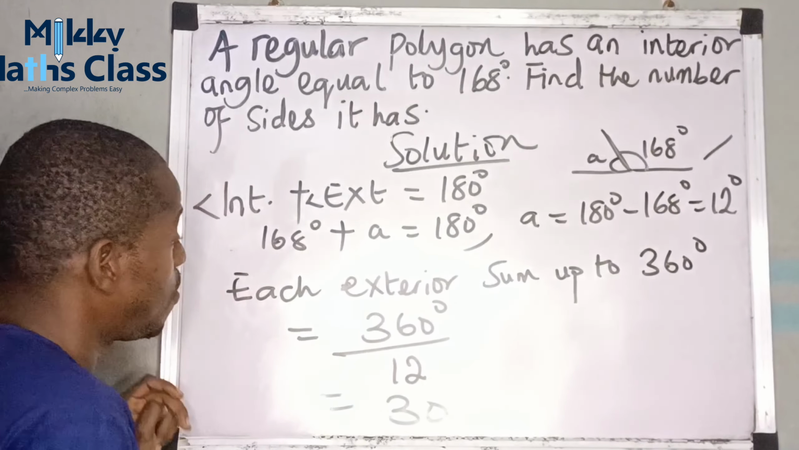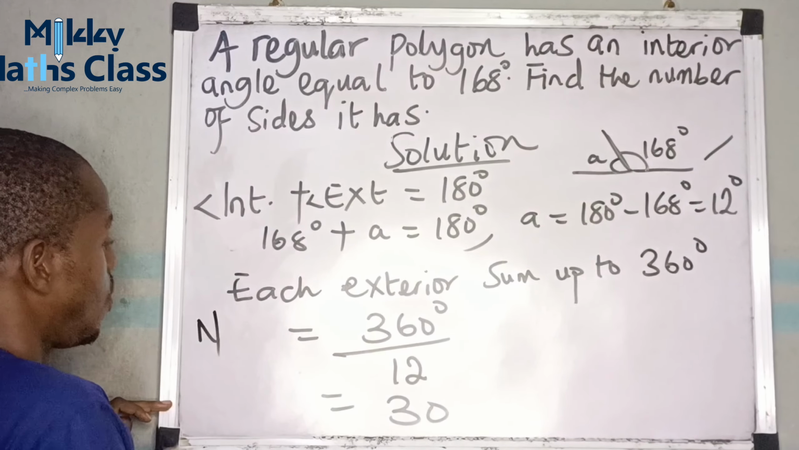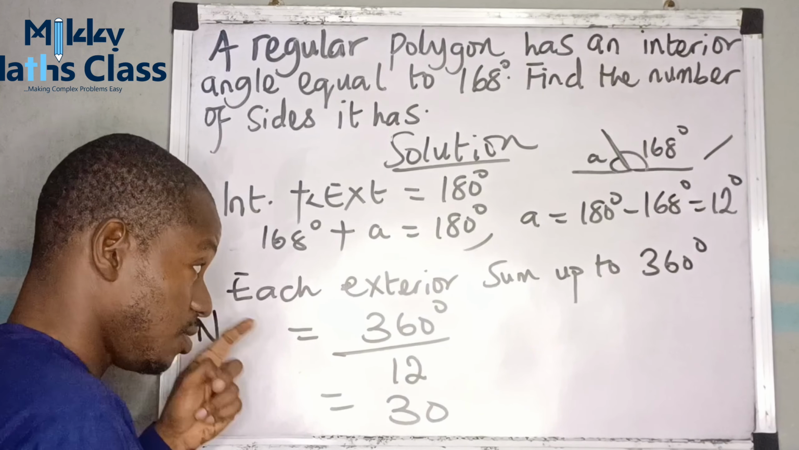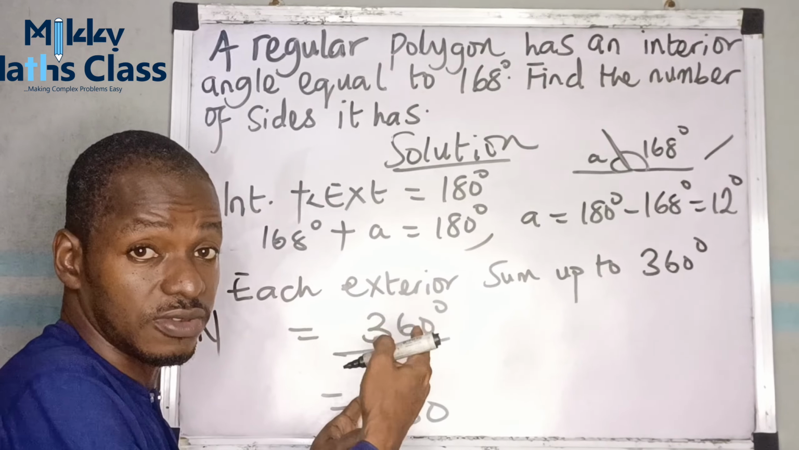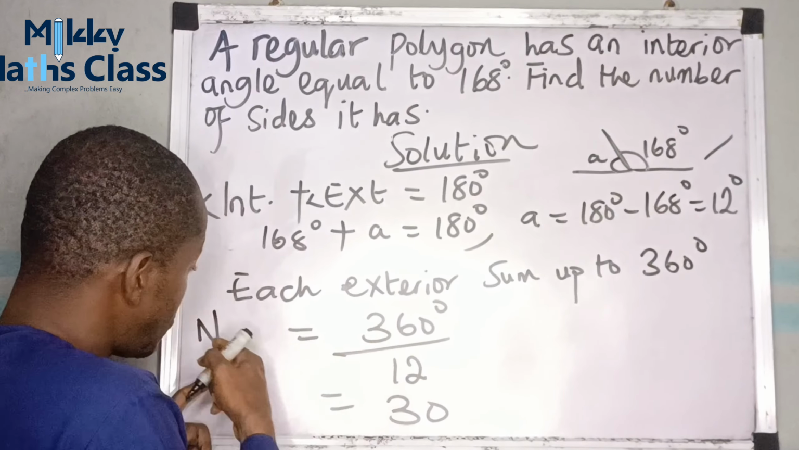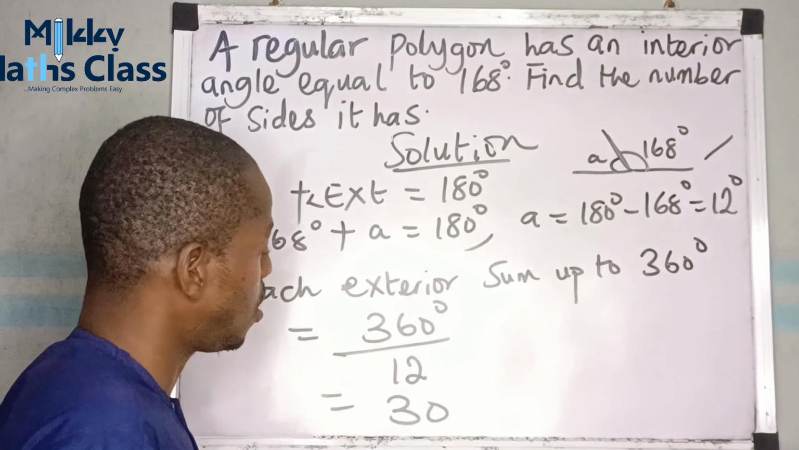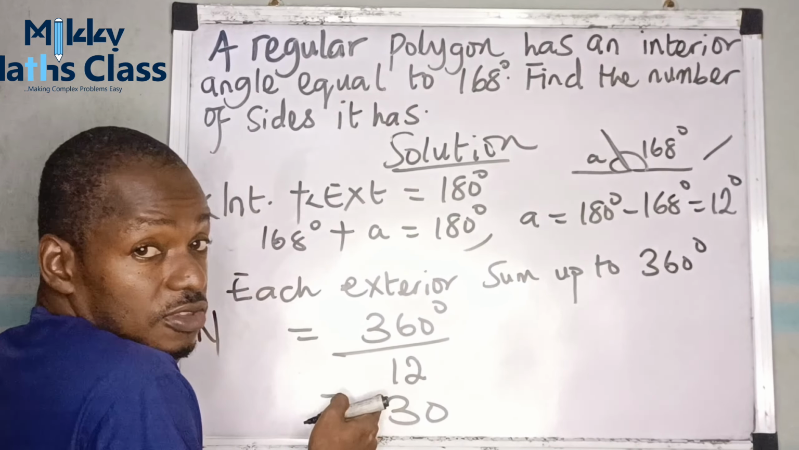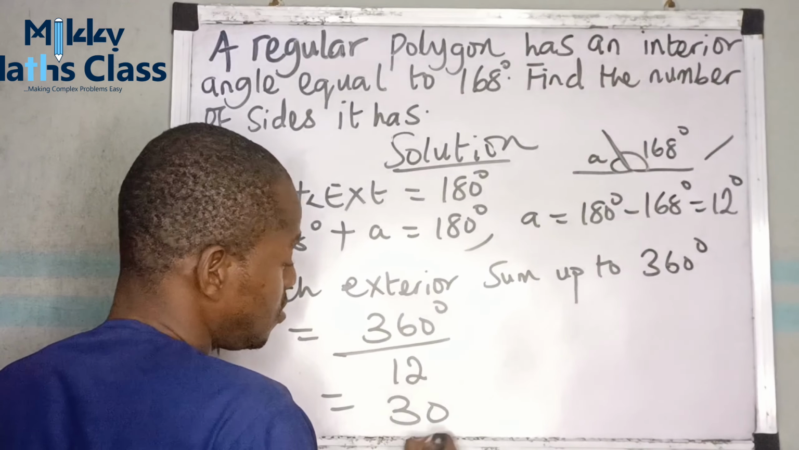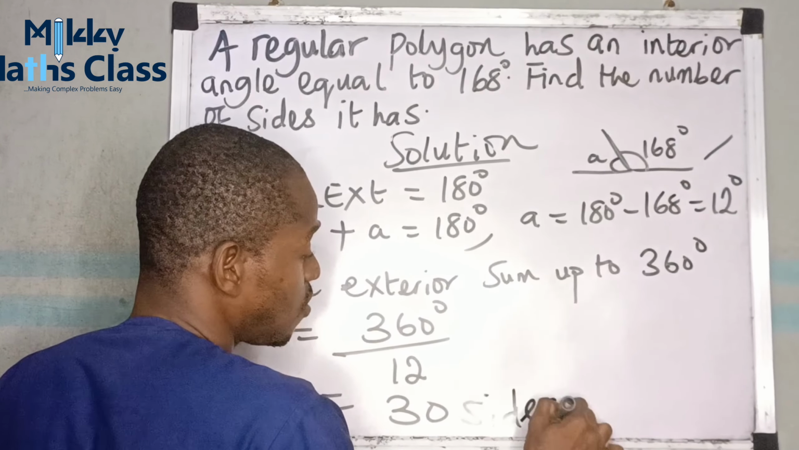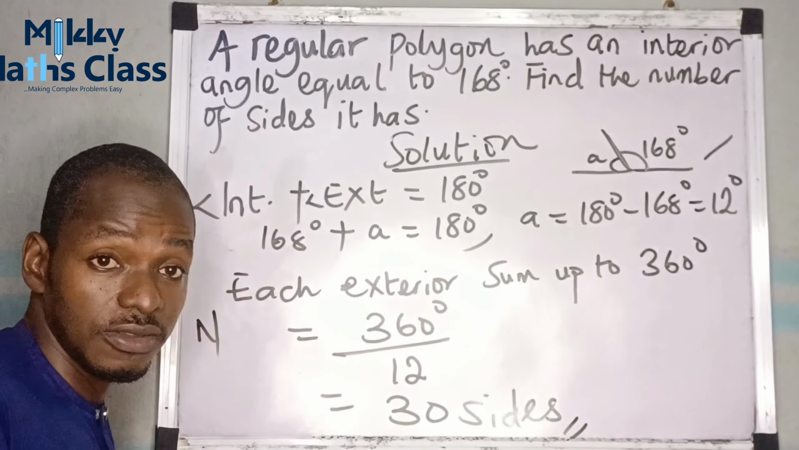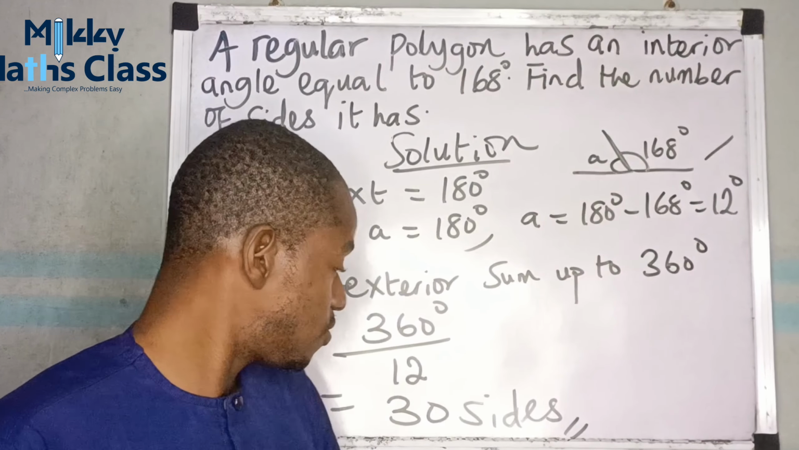So the number of sides, our n, because each exterior angle is 360 degrees over n, so the number of sides will be 360 over each exterior angle, that's 12, which gives 30. So the number of sides of the polygon is 30 sides.